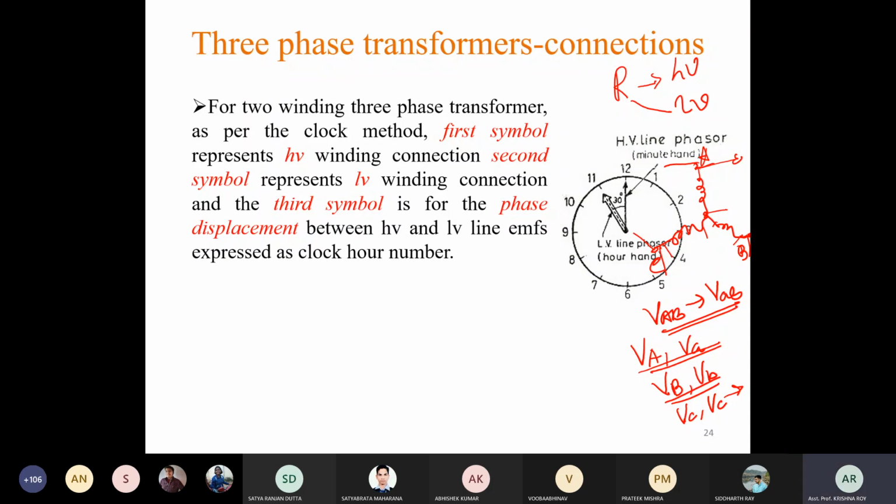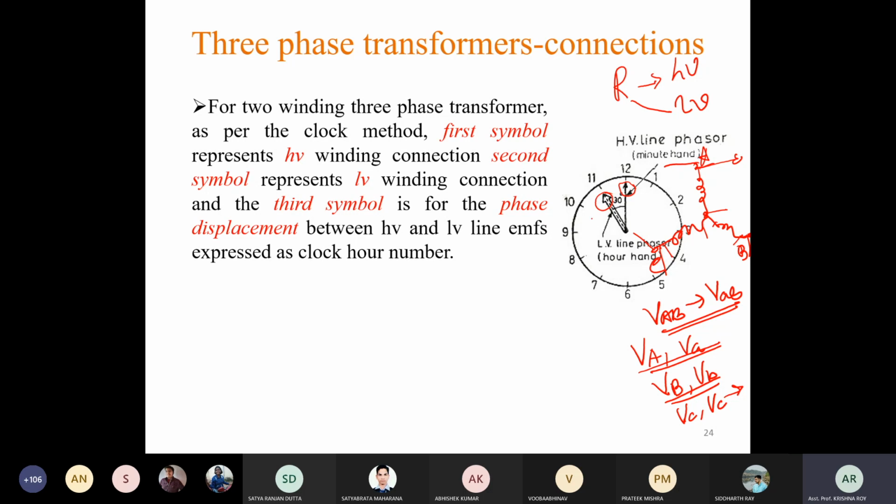So as we know that the phase EMFs are always in phase, so we have to find whether the line EMFs are in phase or not. If they are in phase, then the angle will be 0, and if they are not in phase, then we have to denote this angle by some method. So here we will follow this clock method. The hour hand denotes the low voltage line EMF, the minute hand denotes the high voltage line EMF.